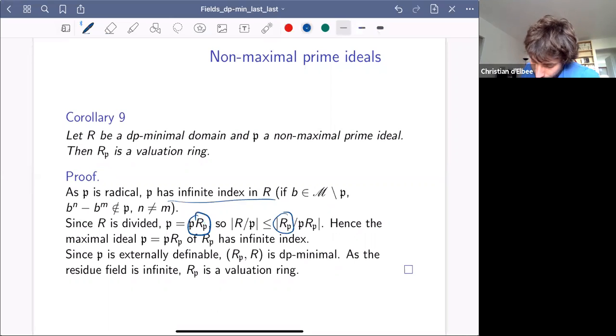So in particular, in here, the maximal ideal has infinite index, and so it's very nice, and we know that R_P is DP-minimal because of what we had before. So it's a DP-minimal integral domain with infinite residue field. So it's a valuation ring by what we had before.